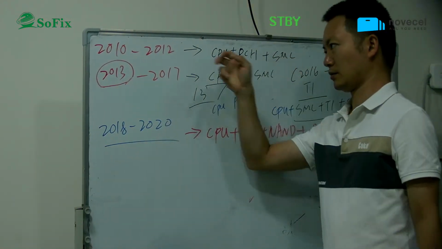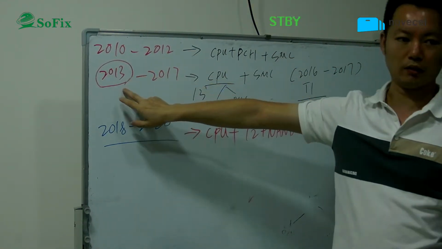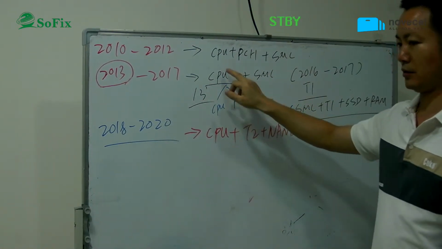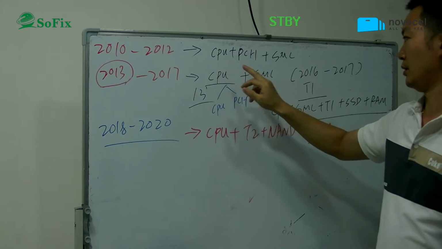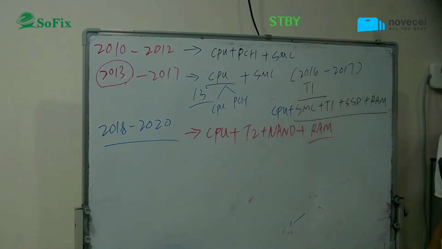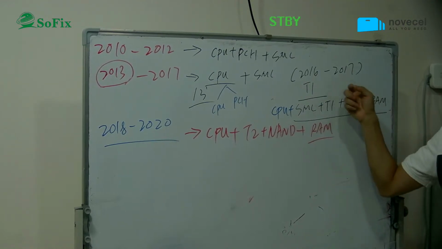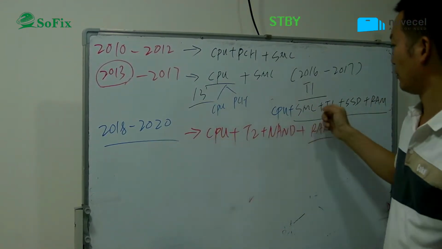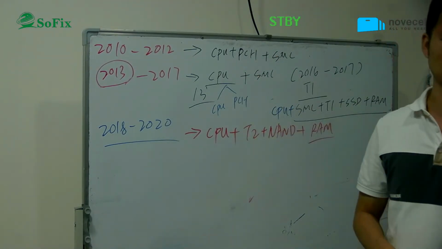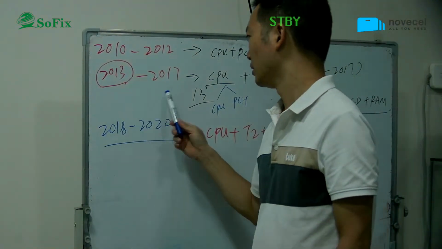This one, CPU or part. From this year, 13-inch only has the CPU, with the PCH inside the CPU. T1 model has the T1 chip, and the SSD and the RAM are stored on the motherboard. T2 model has the T1 inside the T2. So this is the configuration from 2010 to 2020.